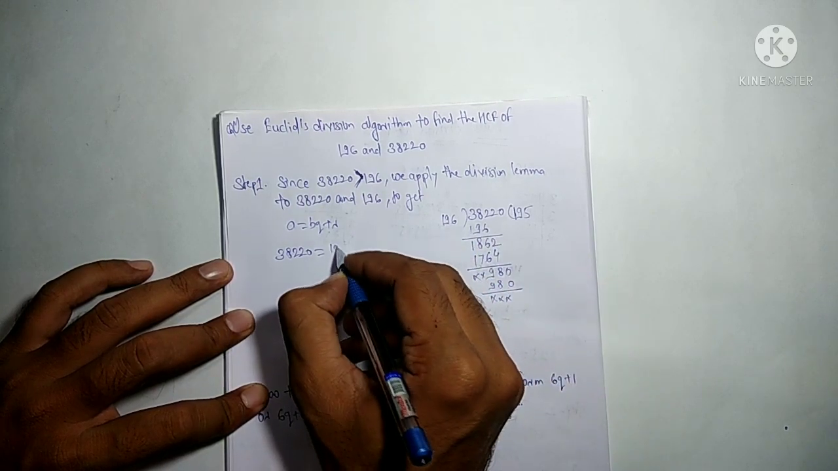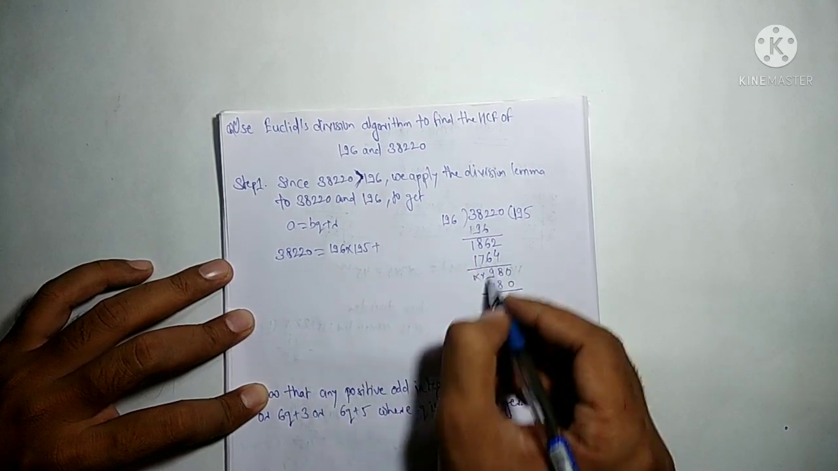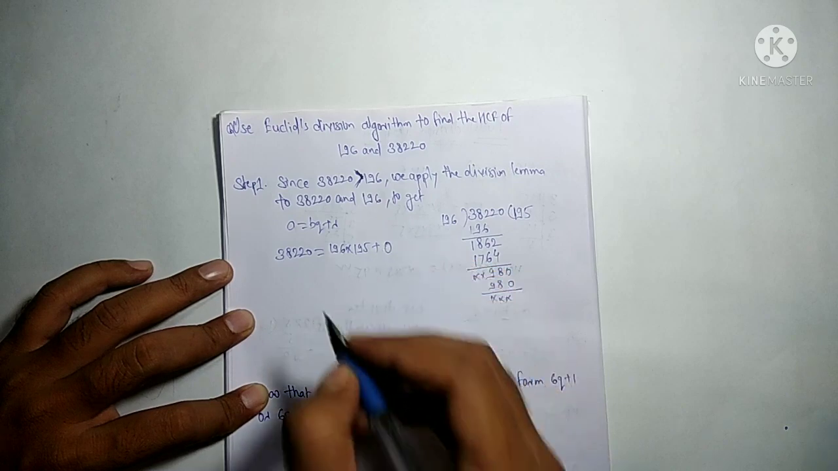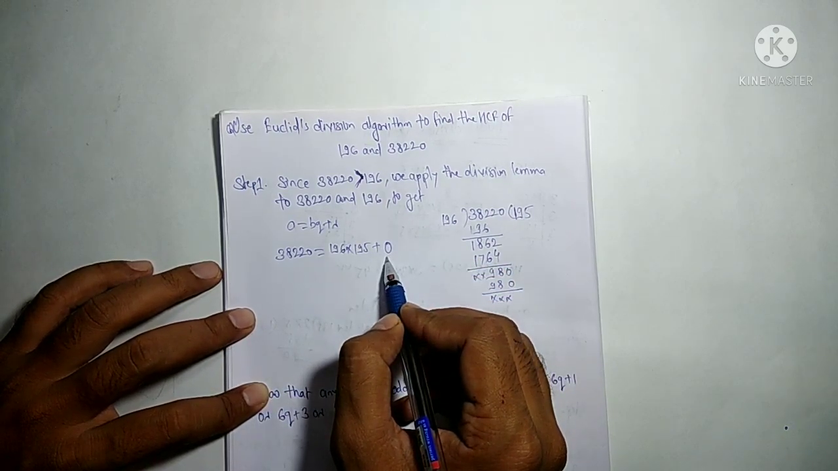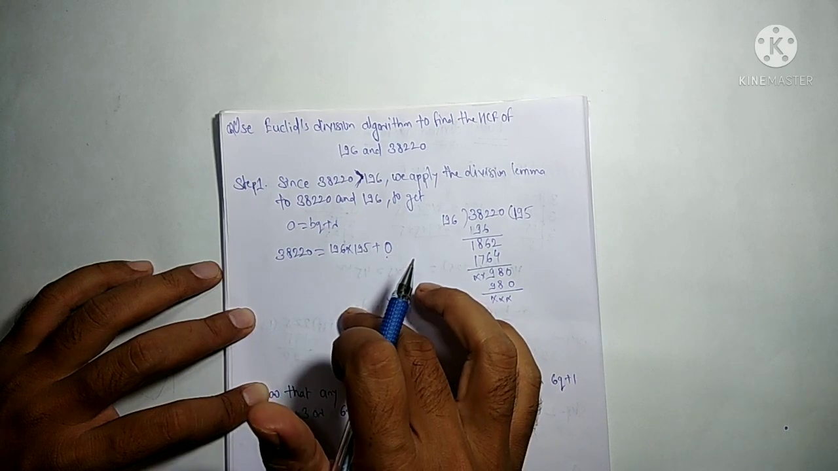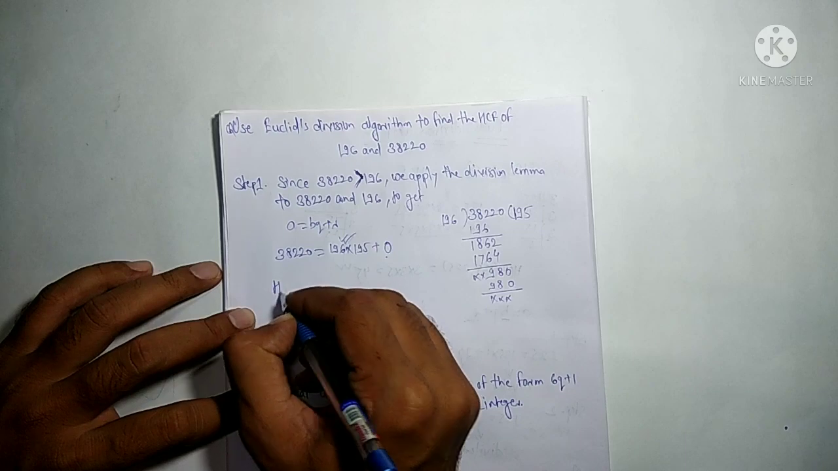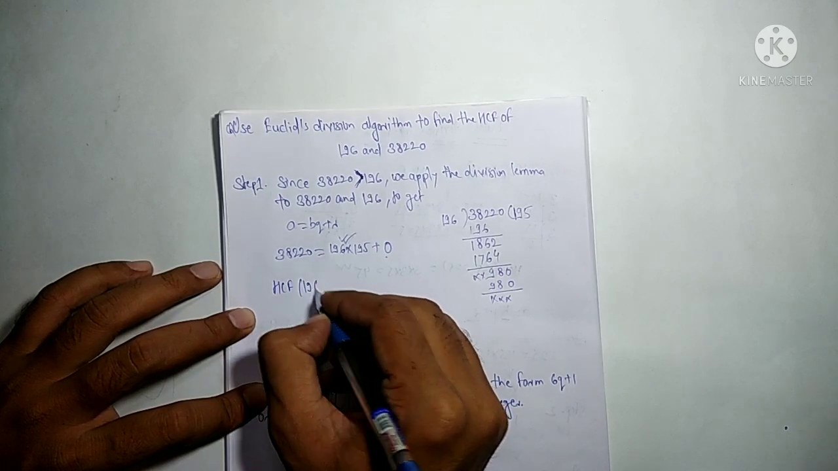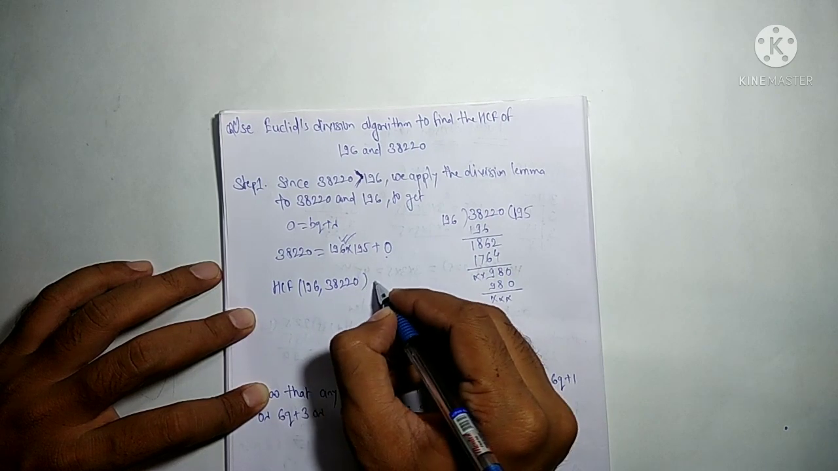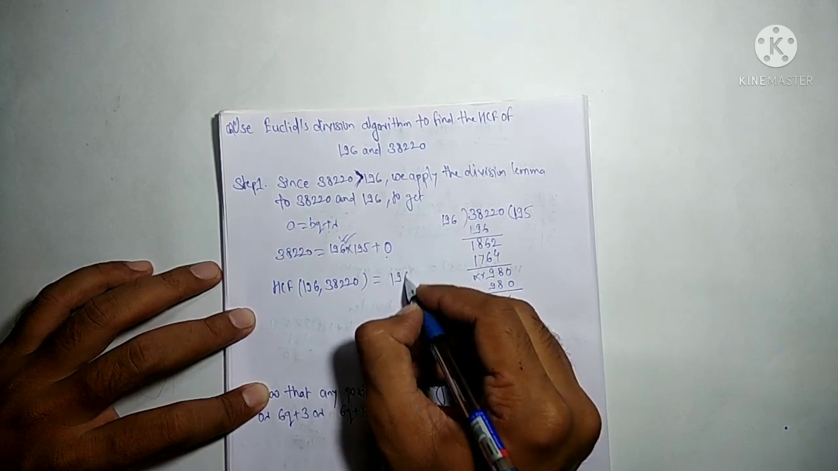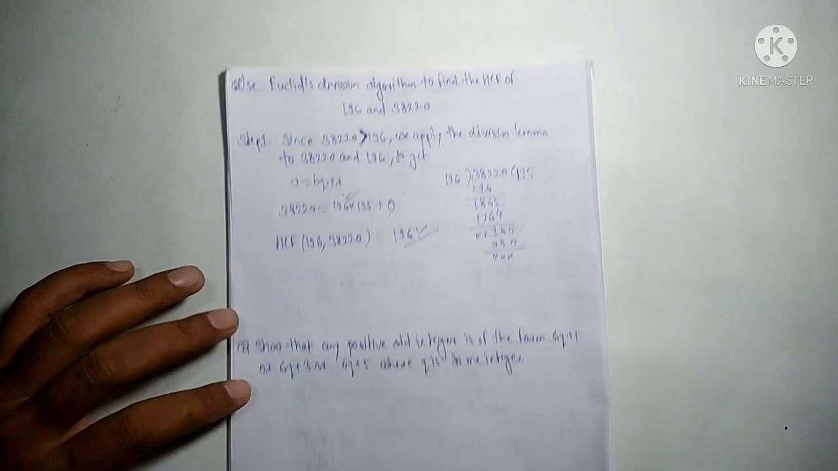How we can write down? 196 into 195 plus remainder is 0. Okay, the remainder has become 0. So our procedure stops here. Since the divisor at this stage is 196, the HCF of 196 and 38220 is 196. This is your answer. Okay. Now next question.